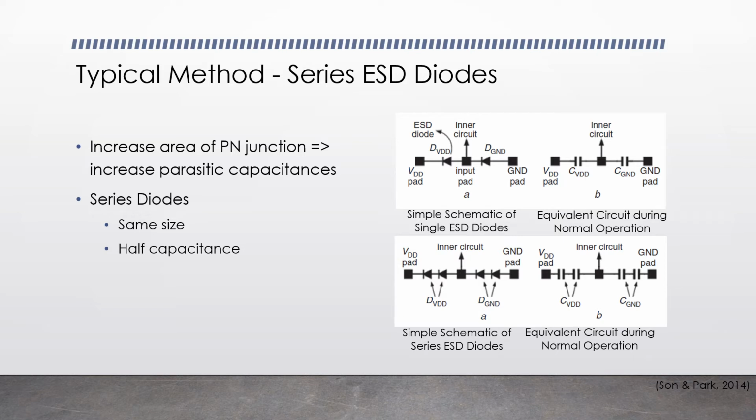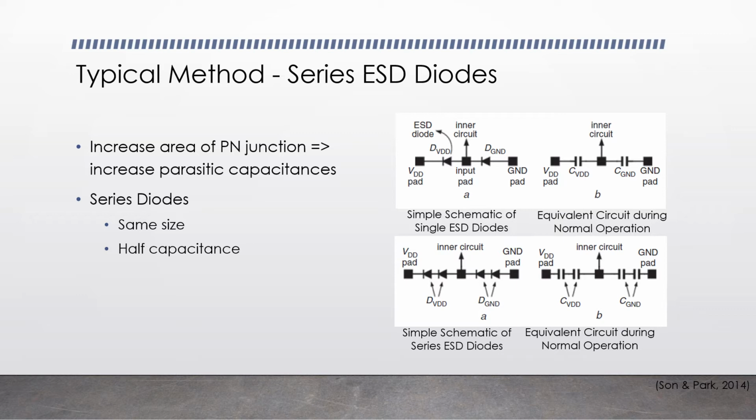However, if the area of the PN junction of the diodes increases, the parasitic capacitance, CVDD and CGND, induced by the ESD diodes is also increased, and the bandwidth of the input RF signal is restricted by the parasitic components. In general, to minimize the degradation induced by the ESD protection devices while the ESD protection level is maintained, the series connection is often adopted.